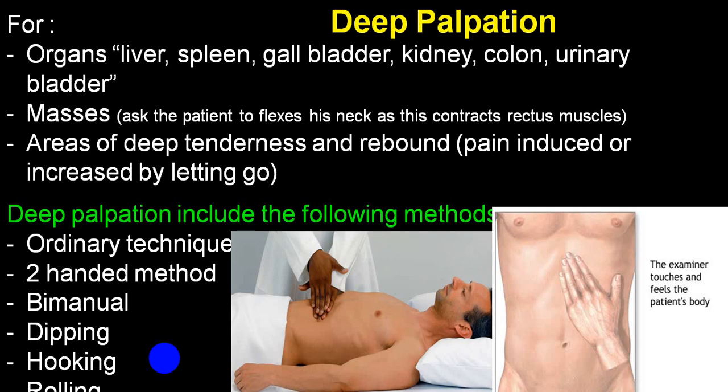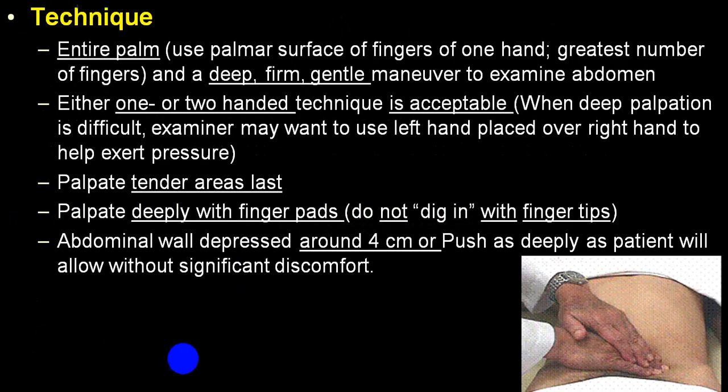While doing the hooking method, you ask the person to take a very deep inspiration. Now I have explained that the entire palm is being utilized. In superficial palpation, we don't move the fingers, which are extended at the metacarpophalangeal joints. But in deep palpation, we move the fingers so that we dip our fingers into the abdomen and can palpate the deeper structures.